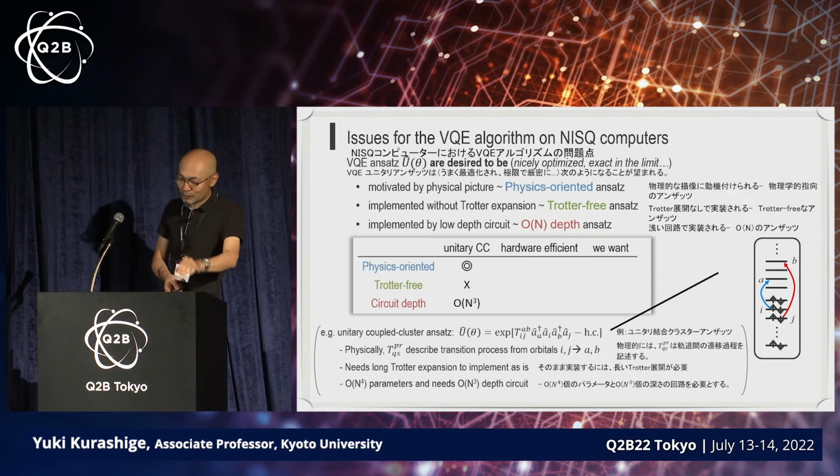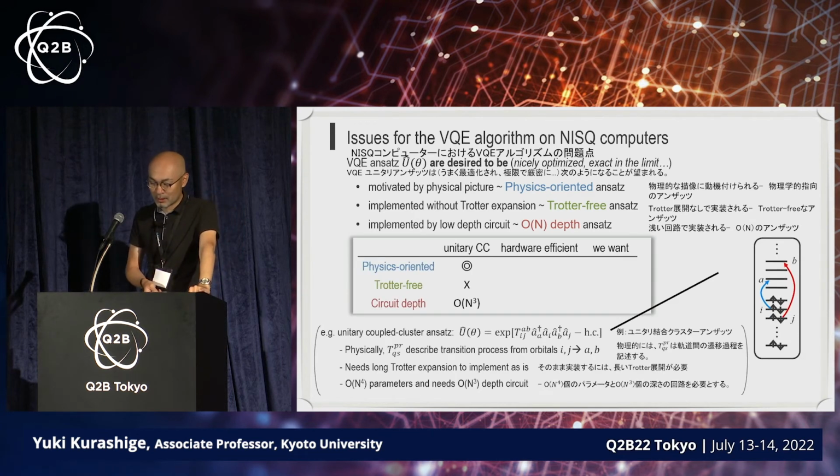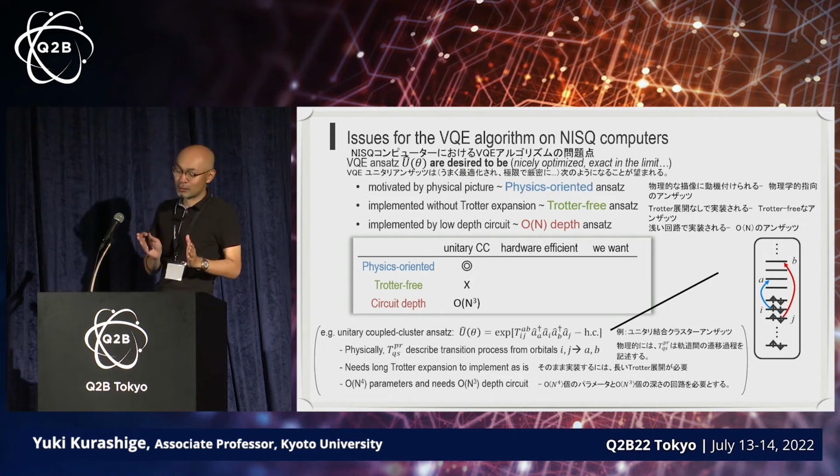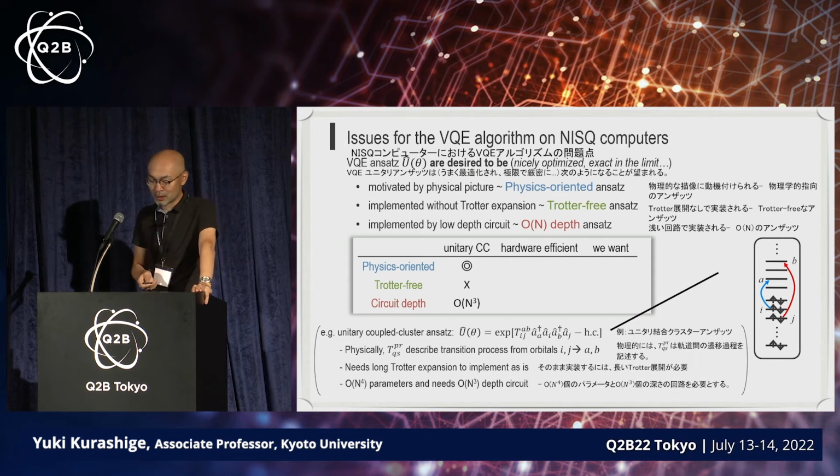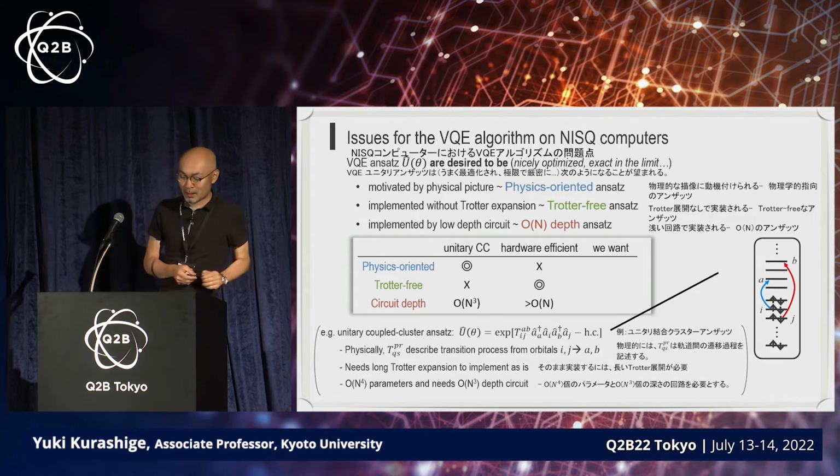For this, what is quite a famous one is the unitary coupled cluster ansatz. This is based upon the physics, that is fine. But this is not Trotter-free. Therefore, a lot of Trotter decomposition has to be applied. And if it is shortened, the circuit order will be impactful. And also this is quite deep.